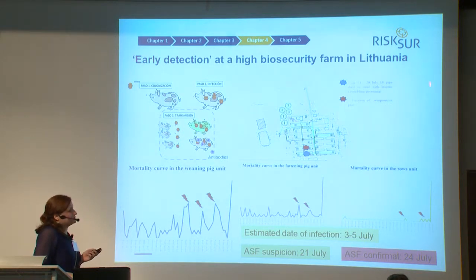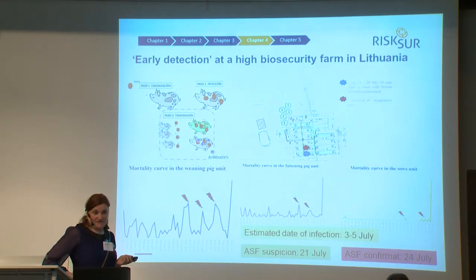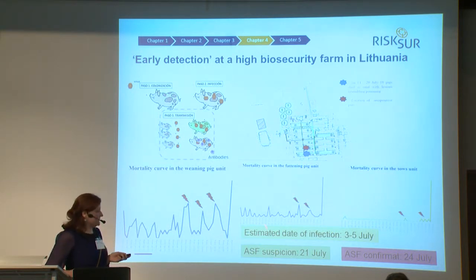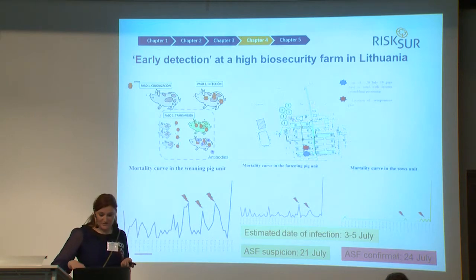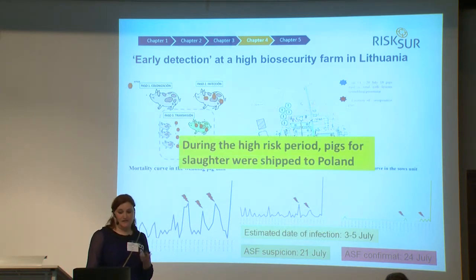And also, there was the finding of seropositive animals. So not only virus-positive animals, but also seropositive animals that made the experts estimate the date of infection 20 days earlier. And during that time, there had been pigs for slaughter that were shipped to other EU member states. Now, this scenario is real and it's still happening, and we are still not being protected against it.